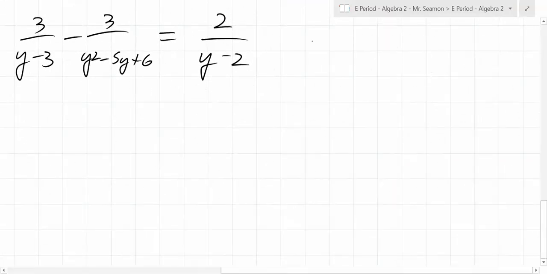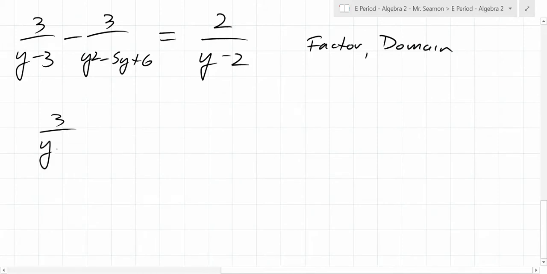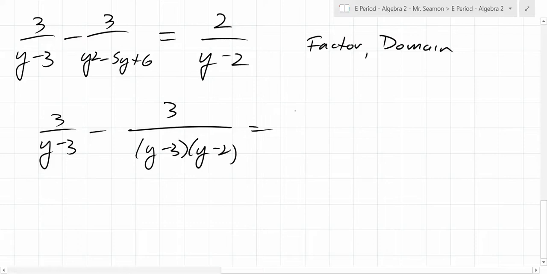What are you trying to do when you solve this? You could factor, but you're going to factor and then find what immediately? Domain. So if you factor this, you end up with 3 over y minus 3 because that can't be factored. But can you factor the next denominator? Someone raise their hand and tell me what it factors into. Alex. Correct. Equals 2 over y minus 2.